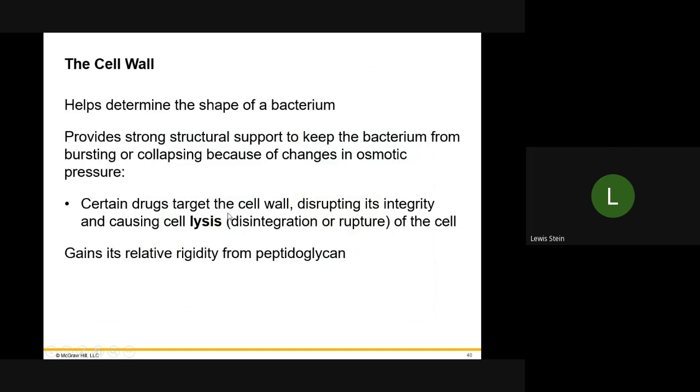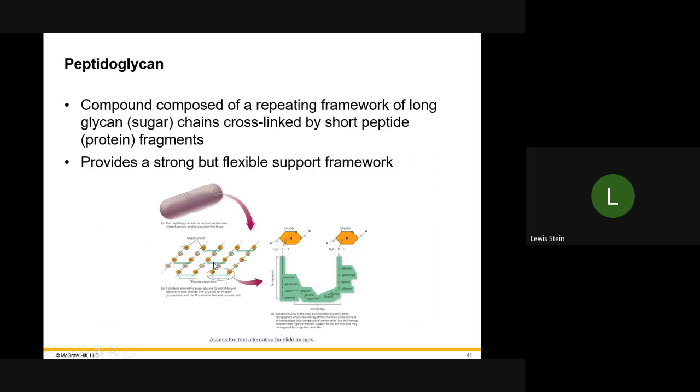Certain drugs target the cell wall, disrupting its integrity, causing it to rupture. And we're going to talk endlessly about cell wall antibiotics and its relative rigidity from peptidoglycan. They show you this, and it's a little bit complex. And no, you don't have to extensively know that it's L-alanine and D-glutamate and L-lysines and D-alanine in what are called tetrapeptide chains. Don't have to.